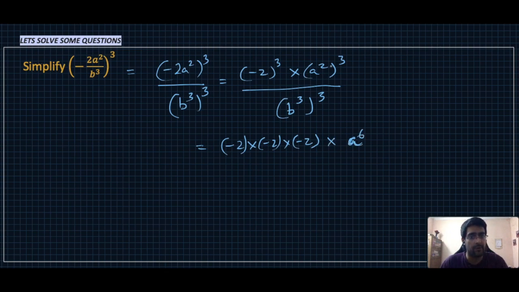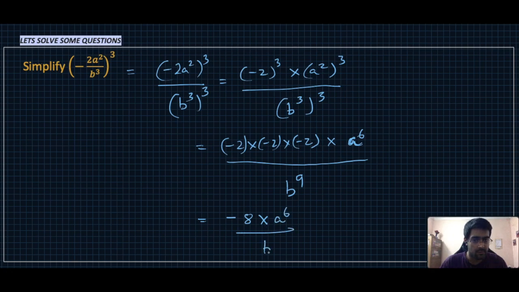A to the power of m to the n is equal to a to the power of m into n, right? And then in the bottom again, b to the power of m to the power of n becomes b to the power of mn. Mn here is 9. So minus 2 into minus 2 into minus 2, the minus sign will remain. It will be minus 8 into a to the power of 6 by b to the power of 9. So minus 8 a to the power of 6 by b to the power of 9 is the final answer.